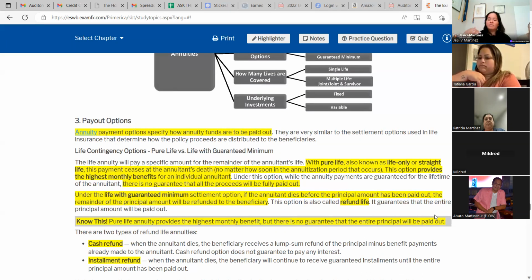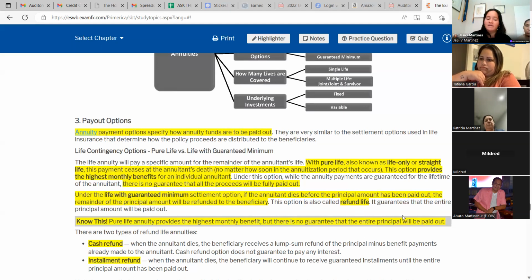So if you're talking to people, maybe your mom, your dad, your uncle, who have annuities, just make sure that they have survivor's benefit in there so their spouse can keep getting that money even if something happens to them. So we said pure life annuities provide the highest monthly benefit, but there is no guarantee that the entire principal will be paid out.